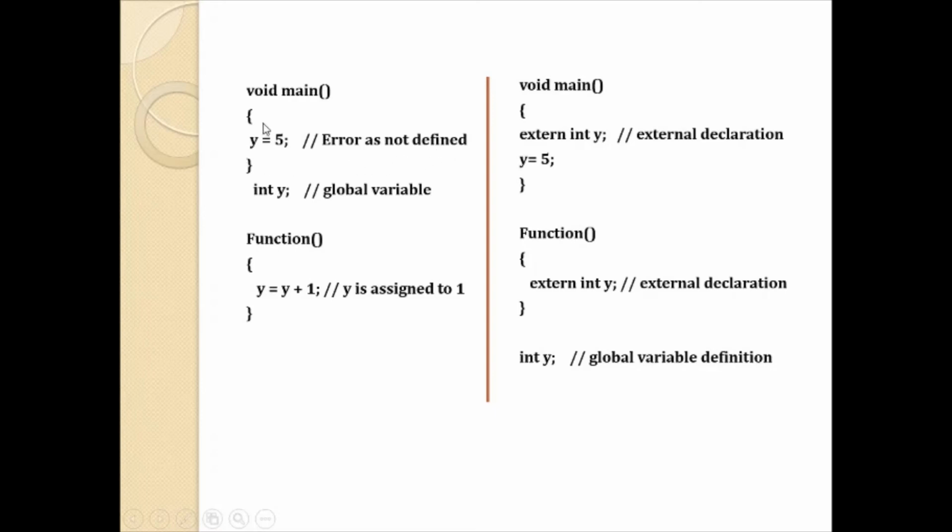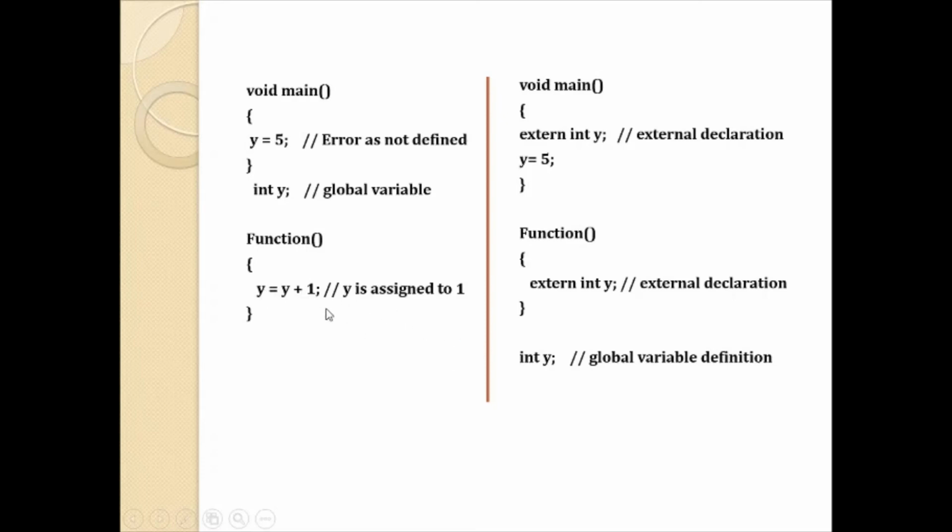Are you getting it? This function cannot access this y because y is defined after this function definition, so it will show an error. Next, in function 1, you can make use of y because it is defined before the function. Now if you take y equals y plus 1, what value is assigned to y? It is assigning 1, because the default value of global or external variables is 0. 0 plus 1 gives 1.